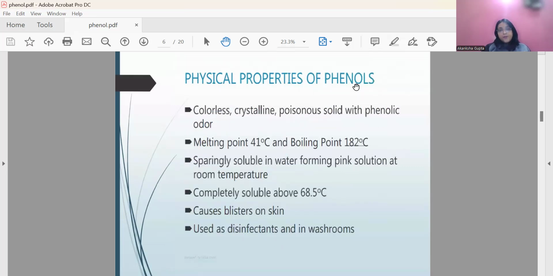Now, coming to the physical properties of phenol, phenol is basically a colorless, crystalline, poisonous solid with a phenolic odor. The melting point is 41 degrees centigrade, and the boiling point is 182 degrees centigrade. It is basically sparingly soluble in water at room temperature, forming a pink solution. It is completely soluble above 68.5 degrees centigrade. It can cause blisters on the skin, and it is used as a disinfectant, and in the cleaning of washrooms.